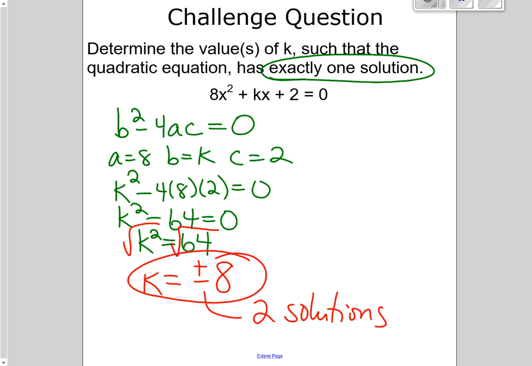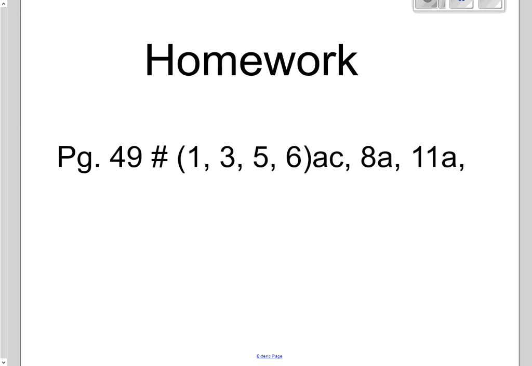There are 2 solutions. All right, so the best bet now is to practice this stuff. So if you go to page 49 in your book, you can practice your quadratic formula. You can practice using your discriminant. And then we should be good to go for word problems, which are coming up next.